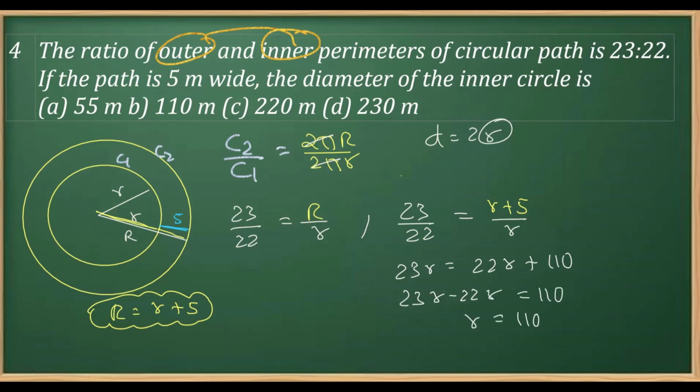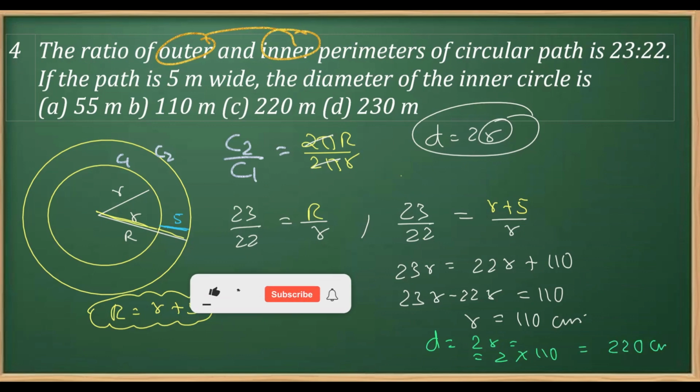But then remember we had to get the diameter. Diameter is 2 times the radius, so d is equal to 2r, or I can say that it is 2 times 110, that comes out to be 220 centimeter. So we say that option C is correct in this case.